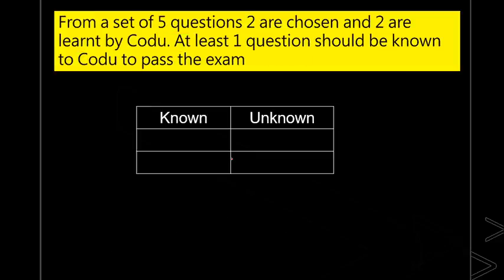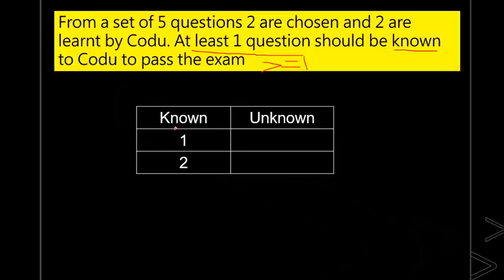See, to calculate the number of ways for passing the exam, you should know at least one question. So what did I tell you? Whenever we have at least one, form a table. You need to know at least one known question, so it should be greater than or equal to 1. Is it clear? So what are the chances here? You will know only one question, right? There is a chance that you will know only one question, or there is a chance that you will know both the questions, right? In the question paper, there are 2 questions.